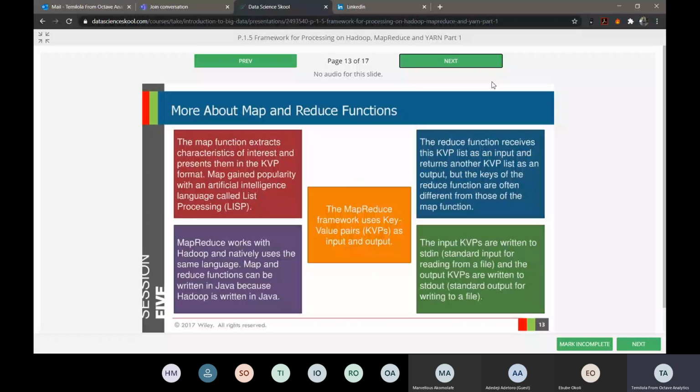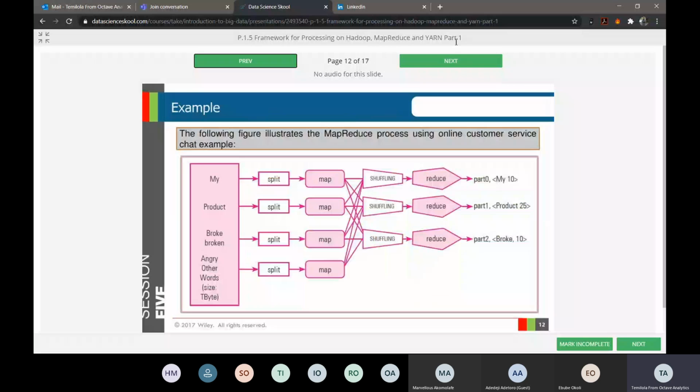So more about map and reduce functions. If you notice from what I showed you here, these are key value pairs. What I mean by key value pairs is that you have a target, and then you have a value for it. The target here is my. So what's the result for it? 10. So it's key value pairs, meaning for every one of your targets, it is giving you values for it.